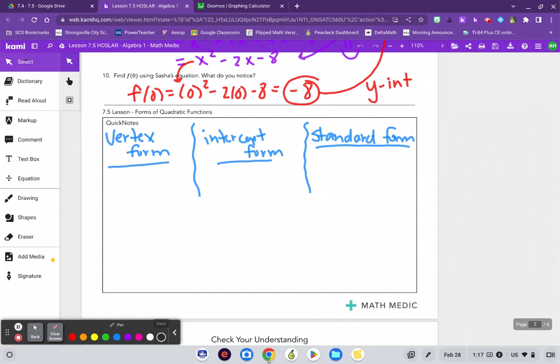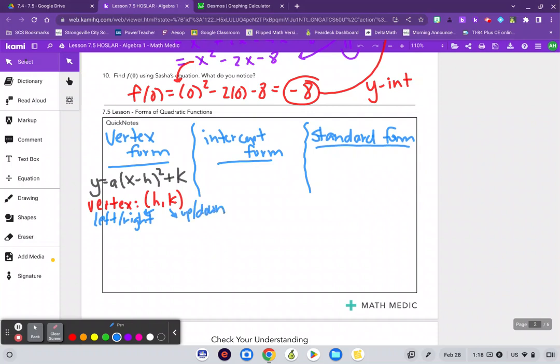All right, so vertex form is this form: y equals a times (x minus h) squared plus k, where my vertex is (h, k). Now, remember that the h tells us if we move left or right, opposite of the sign that you see, and the k tells us if we move up or down, exactly associated with the sign that we see.